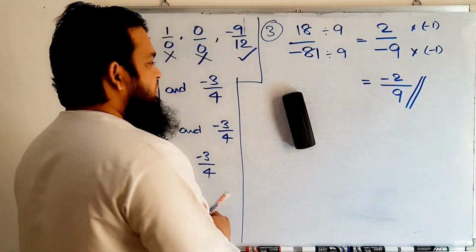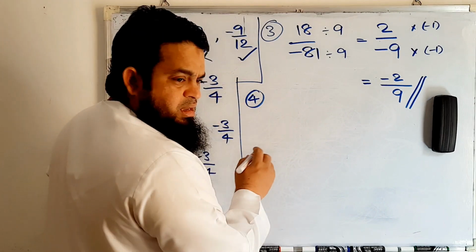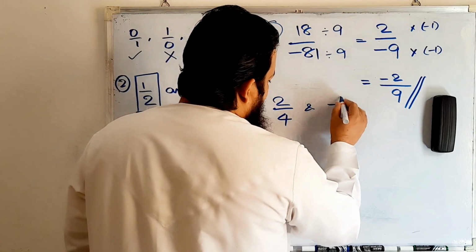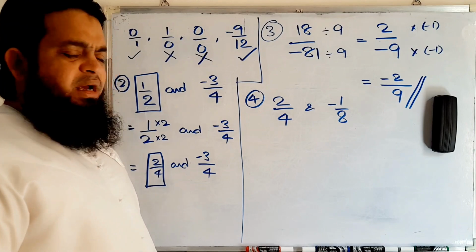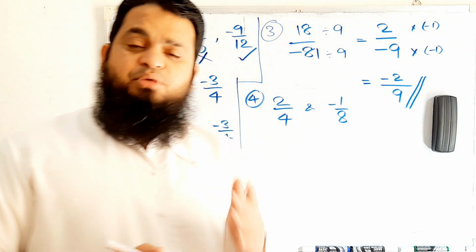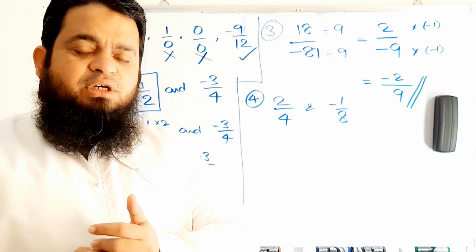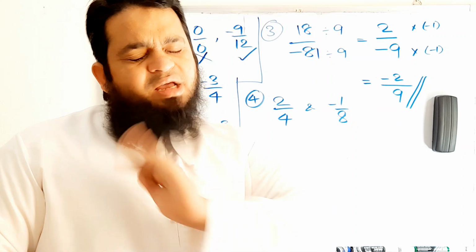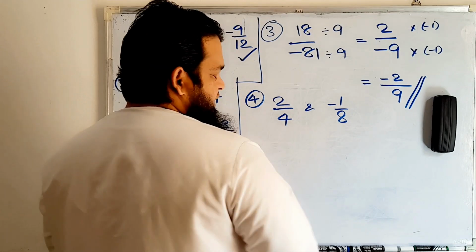Add 2 by 4 and minus 1 by 8. They have given a very easy quiz. Yes, add 2 by 4 and minus 1 by 8. In order to add, subtract or compare, okay, the first thing we have to remember is the denominators should be equal, like fractions. So let us find the LCM.